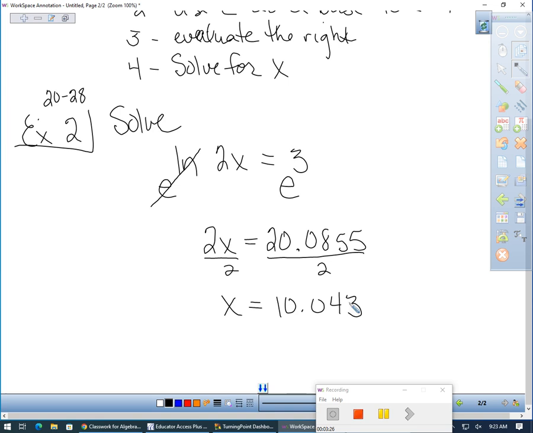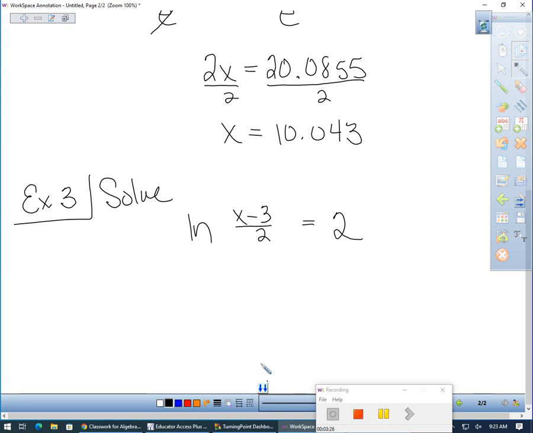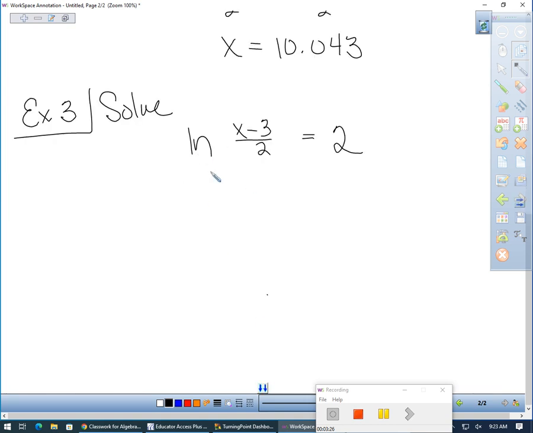All right, let's try another one very similar to this one. Let's do example number 3. On example number 3, again, I just want you to solve. Here's our original problem. We have the natural log of x minus 3 over 2 equals 2. So again, we have this natural log term already by itself. So we're going to make e as the base to both sides. On this side, the e and the natural log will cancel. We're left with x minus 3 over 2 equals.